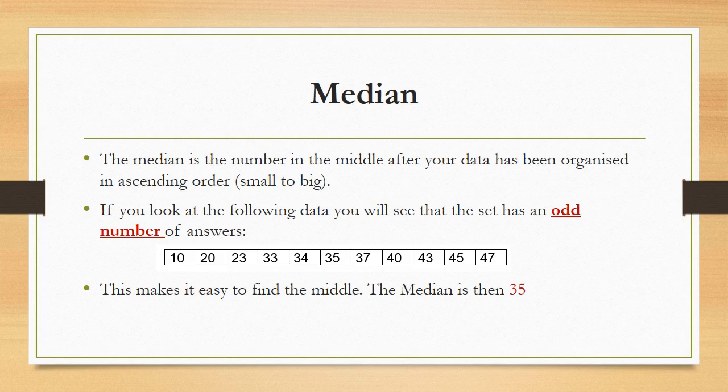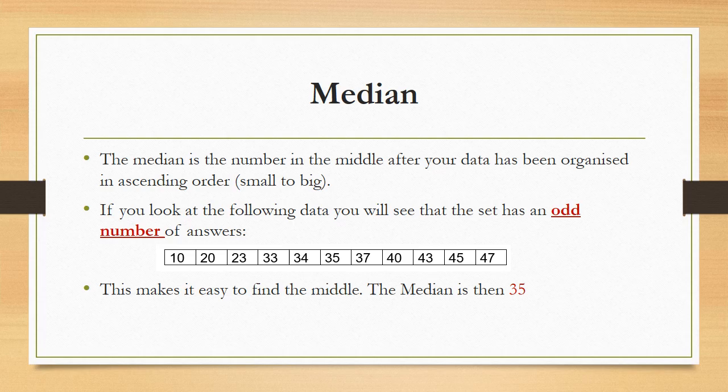Then the median is the number in the middle, and it has to be organized. Your data has to be organized from small to big. So if you look at the following data, you will see that the set has an odd number of answers. So let's just quickly have a look with an odd number of answers.